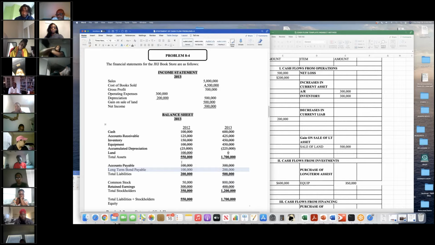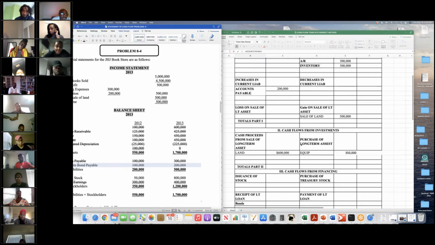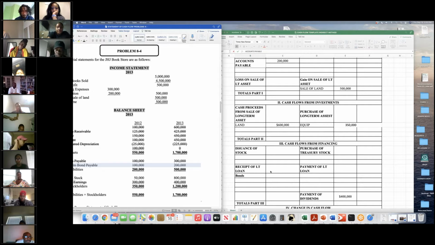It went up by 100,000. So what happens to our funds when we borrow money? It increases. So we go down here to part 3. Already got bonds down here. We just put 100,000 here.